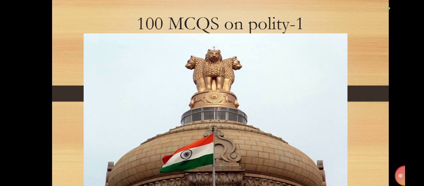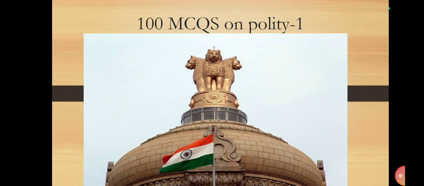Question number 60. The Chief Justice of the Supreme Court has the right to establish the bench of the Supreme Court elsewhere in the country with prior approval of the President. Question number 61. The writ jurisdiction of the High Court is wider than that of the Supreme Court because the Supreme Court can issue writs only for the enforcement of fundamental rights and not for any other purpose. The High Court, on the other hand, can issue writs not only for the enforcement of the fundamental rights but also for other purposes.